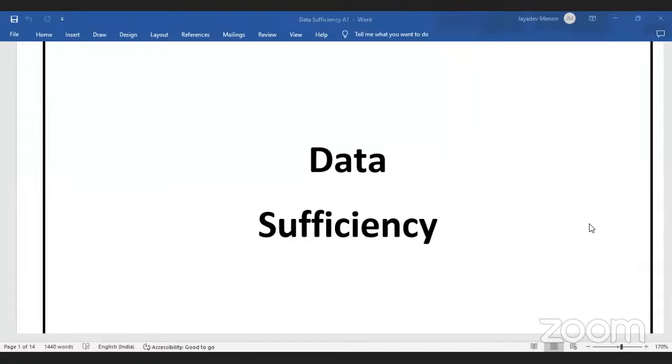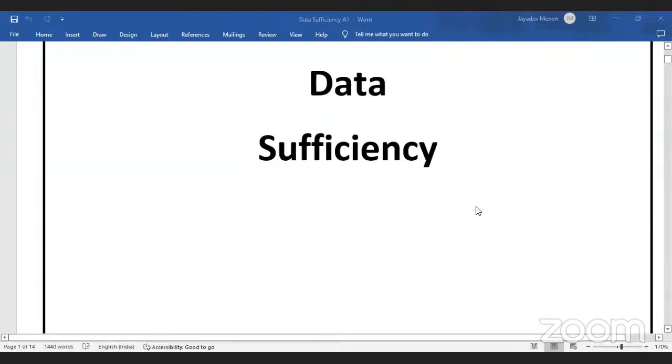Okay. So data sufficiency means we will be provided with a question and two or three supporting statements. Here we are just checking whether the given question can be answered using the given statements. According to that, we need to select the option. There is no need to find out the answer. We are just checking whether the question can be answered or not.